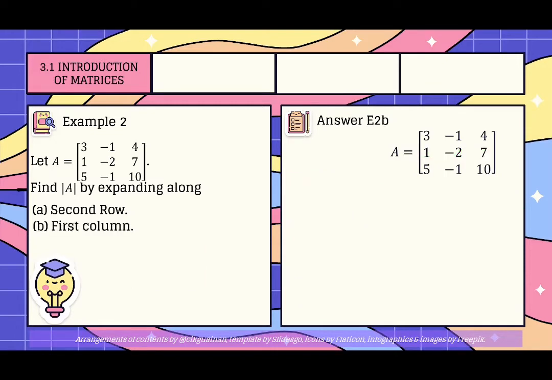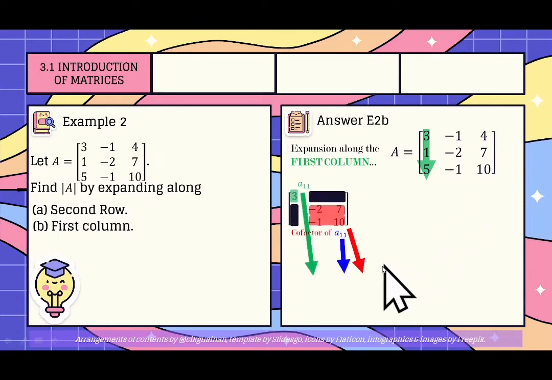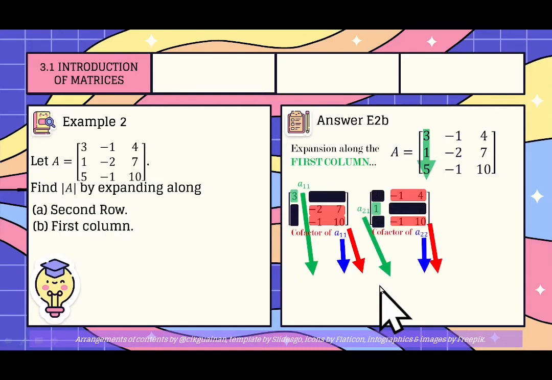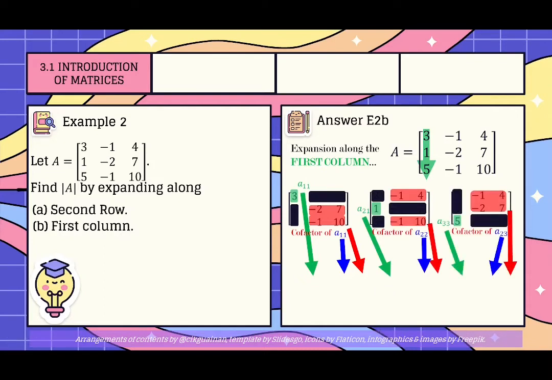Okay, let's expand it along the first column. The first element is 3, the second one is 1, the third one is 5. So this is the first element and cofactor. This is the second element and its cofactor, and this is the third element and its cofactor. We put them in the working accordingly to get the same number as the previous calculation.